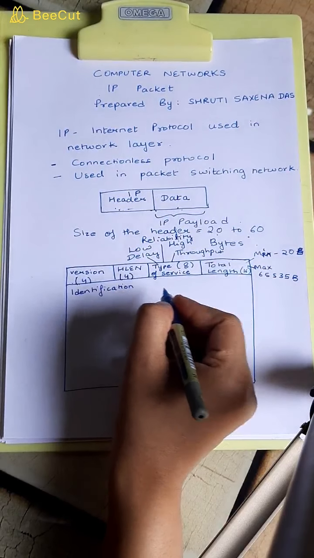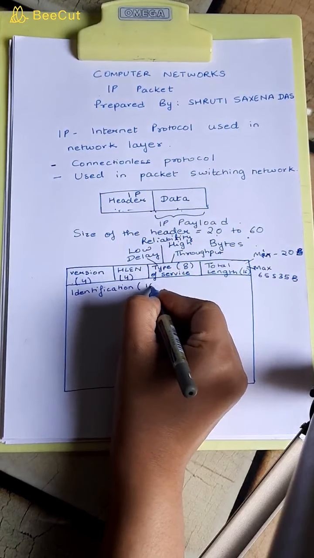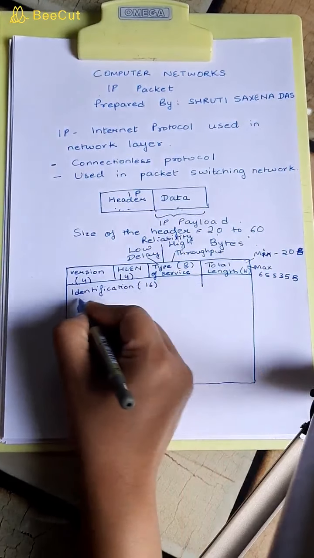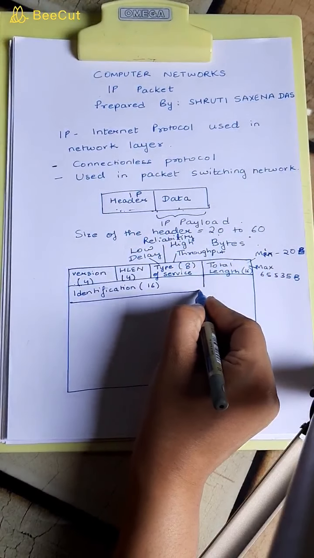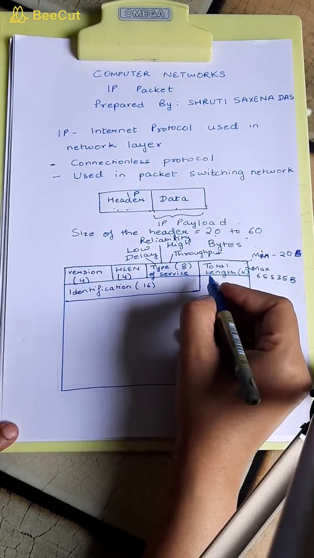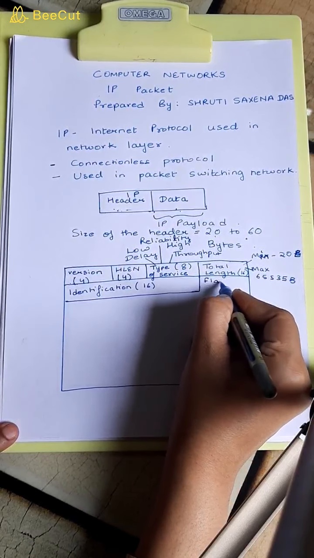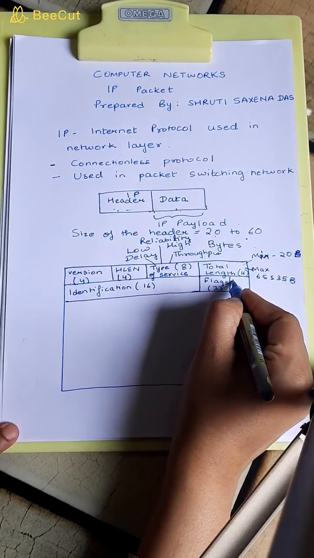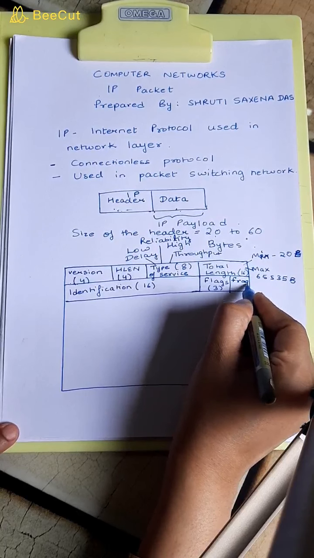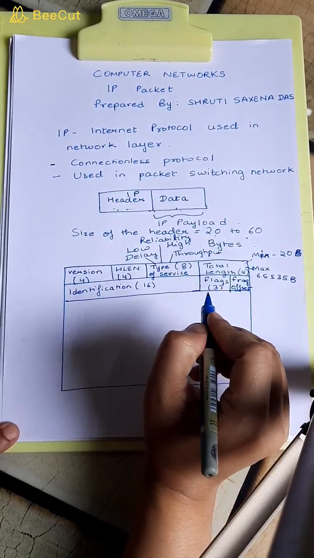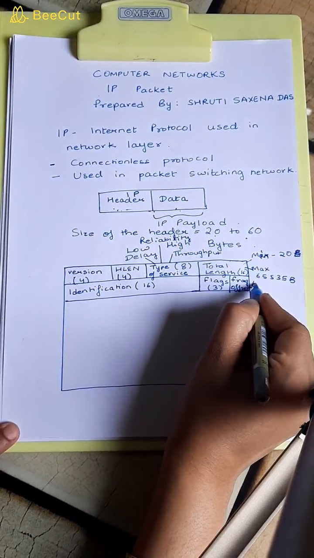This identification is of 16 bits. It will be till here. Then next we have flags, for 3 bit, and we have fragment offset. Okay, this will be of 13 bits.